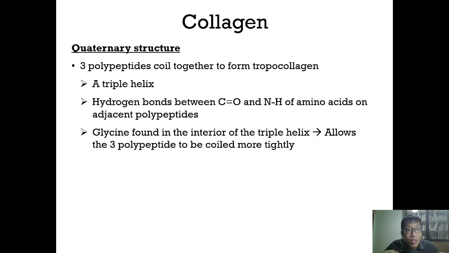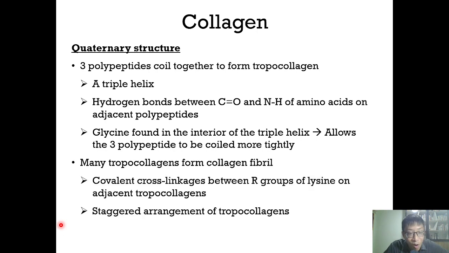Okay, then move on. Going back to the quaternary structure, right? So we mentioned tropocollagen being a quaternary structure already, but again, tropocollagen is not collagen yet, right? Just one subunit of collagen. So the tropocollagens will come together to form something called the collagen fibril, right? The tropocollagens will form covalent cross linkages with one another, and these covalent cross linkages are formed between the R groups of lysine residues on adjacent tropocollagens.